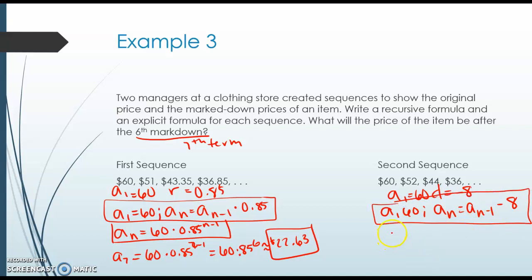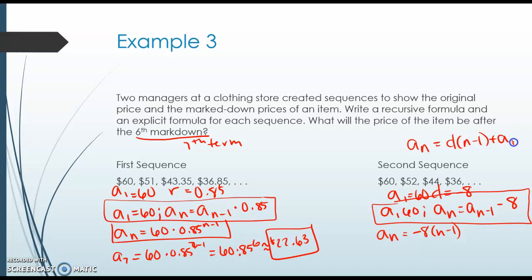Now, when it comes to our explicit, we again start with a sub n. We'll take our difference, so this is negative 8, times n minus 1. This is always the same, n minus 1. So this would be our difference. So basically for arithmetic, explicit would be a sub n equals the difference times n minus 1 plus our a sub 1.